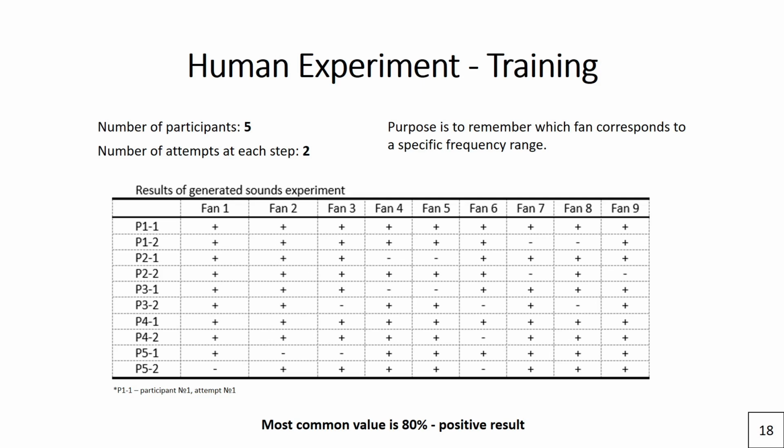The first experiment is training. The purpose is to remember which fan corresponds to a specific frequency range. The number of participants is 5. The number of attempts at each step is 2. In this table, the plus shows positive identification, the minus shows negative identification, along with the most common value, and the experiment in total has an 80% positive result.